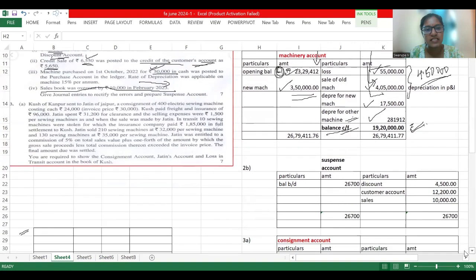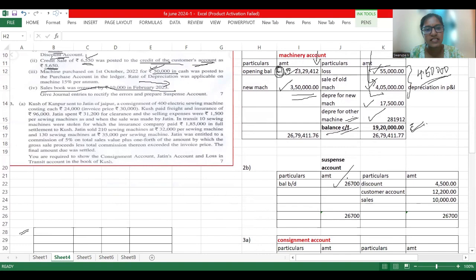So with that, in the suspense account we opened, there is a debit of 26,700, credit for discount, credit for customer account, credit for sales. The suspense account will tally. And for depreciation, it is a two-sided error. So a complete fresh entry has to be passed, which was omitted.